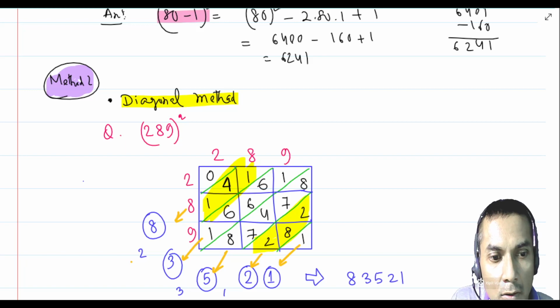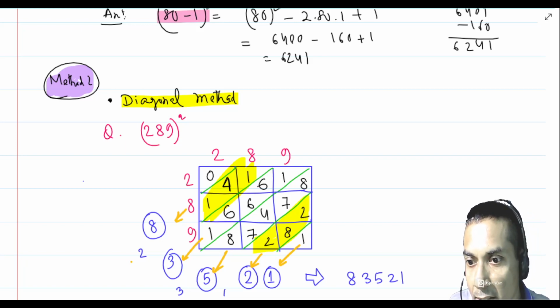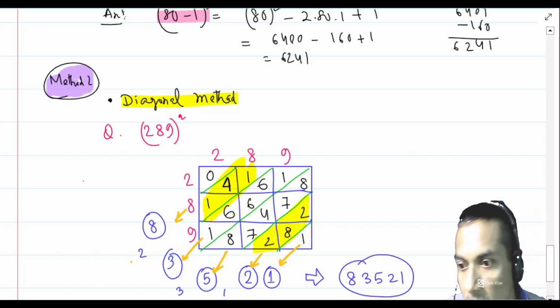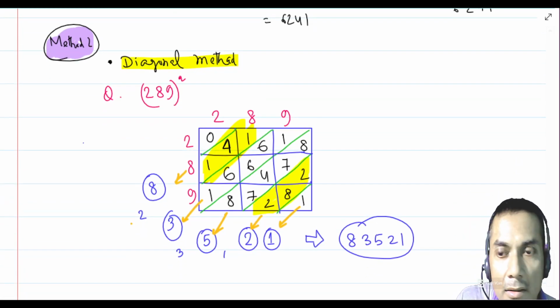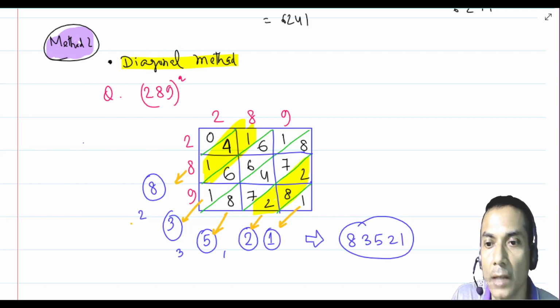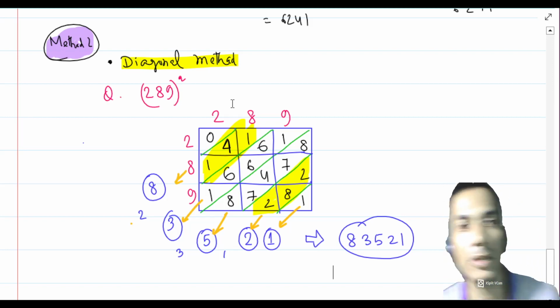289 into 289, that is 83521. So correct, it is the right answer, 83521. Hope the method is clear to everyone. It is not very difficult, but if you practice at home, you can easily solve the square of any number this way.